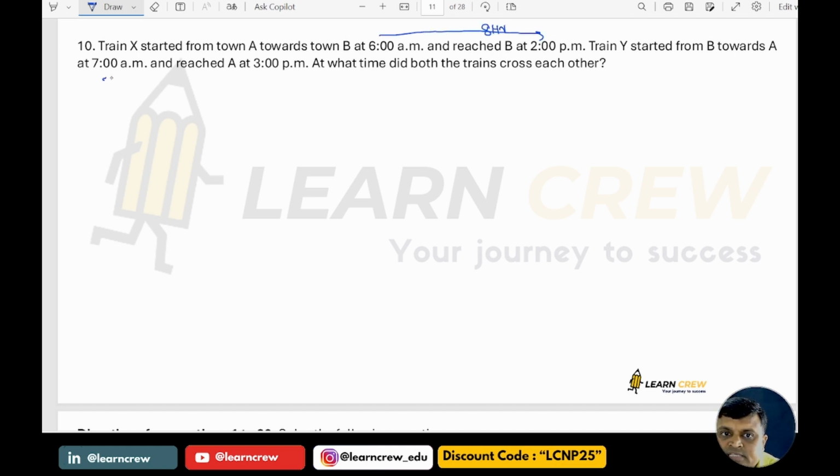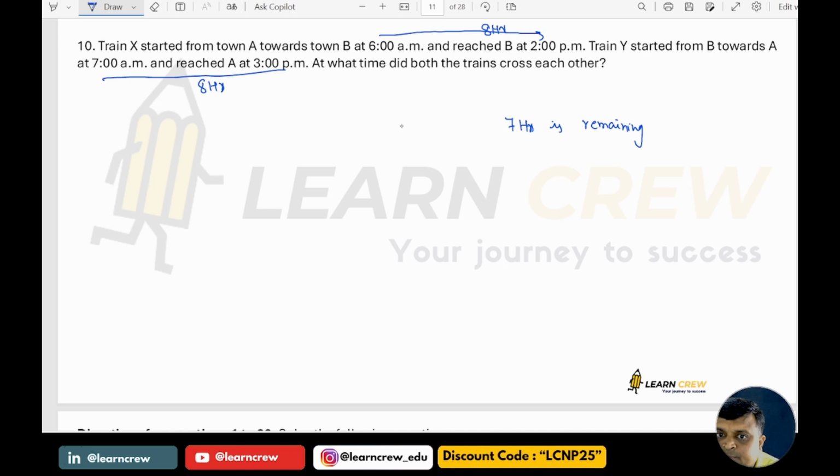The second train is also taking 8 hours. So, by the time the second train started at 7 a.m., the first train had already covered 1 hour. So, 7 more hours are remaining. By the time the second train started from Y, 7 hours of journey is remaining for the first train which started from X. Now, both are traveling with equal speed.